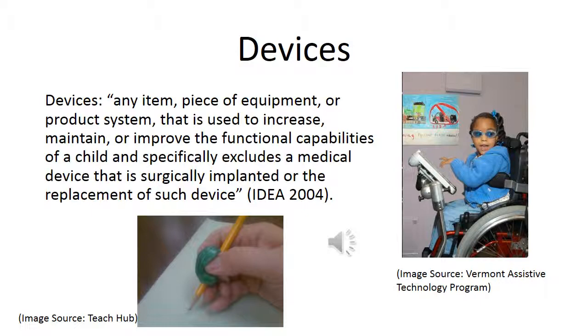The girl in the image on the right is utilizing a wheelchair, which would be considered a mobility device. Mounted on her wheelchair is a communication device, which can aid in receptive and expressive language. However, devices do not need to be expensive or high-tech, as illustrated in the picture at the bottom. A simple pencil grip can assist a student who may have an immature grasp pattern, low muscle tone, or poor hand strength and endurance.